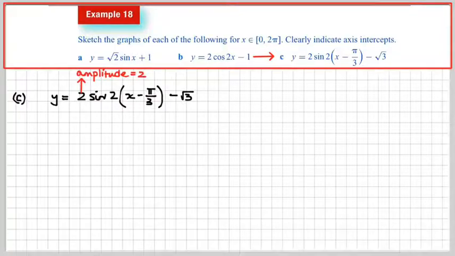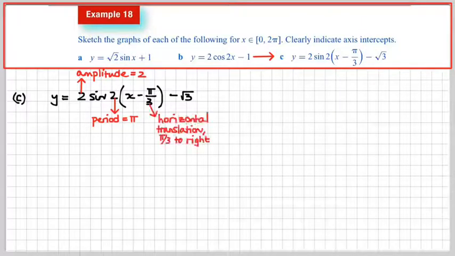The amplitude is 2, the period is pi, because sine and cos love pi. They're related to pi. This has a horizontal translation of pi over 3 units to the right, and it's shifted down by root 3. Right, that's a bit of a summary. In other words, they've thrown the book at us. We're still going from 0 to 2 pi though.